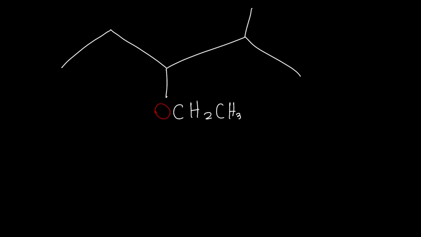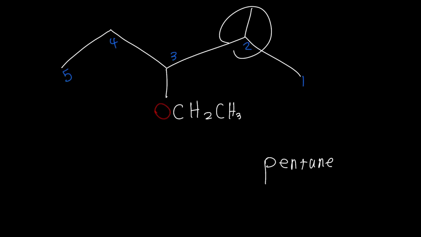So first of all, you want to count right to left, because you want to give the lowest number, carbon number, to this methyl group. So you can see that we have 5 carbons, so therefore this is going to be a pentane for the parent chain name. We have a methyl on carbon 2, which is going to be 2-methyl. And we have an ethoxy on carbon 3, which is going to be 3-ethoxy.